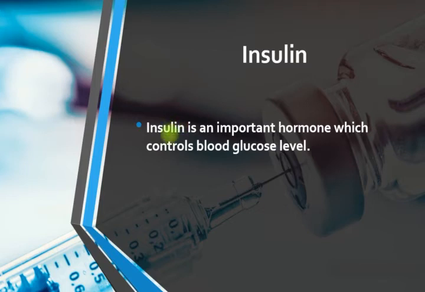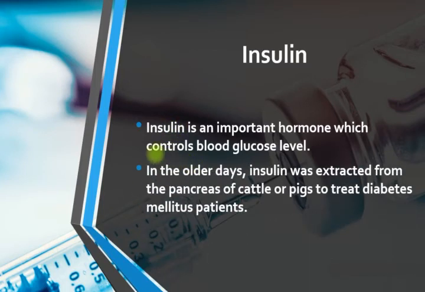Into the glycogen. Okay, in the older days, insulin was extracted from the pancreas of cattle or pigs to treat diabetes mellitus patients. Right, so that is in the older days. But nowadays, it is no more extracted from the cattle or pigs.